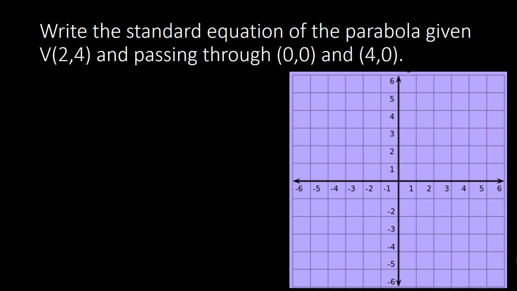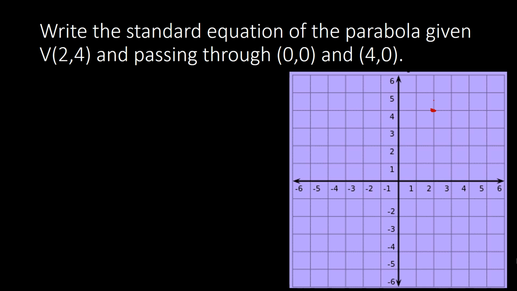So lastly, we have here the standard equation of the parabola given vertex at 2, 4 and passing through 0, 0 and 4, 0. So we are going to draw that one in the Cartesian plane. We've got vertex at 2, 4. So we've got 2 here and 4 here. So this is where our vertex is.